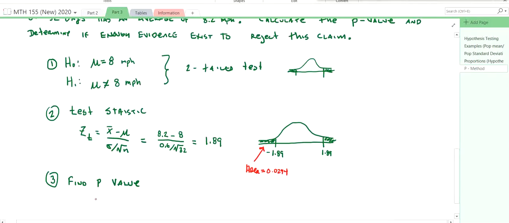Now, that would be our p-value if this was a single-tailed test, a left or a right-tailed test. But since this is a two-tailed test, the p is going to equal twice of that, because I have that area here and I have the area over here. So p equals 2 times 0.0294, or it equals approximately 0.0588. So this is our p-value.